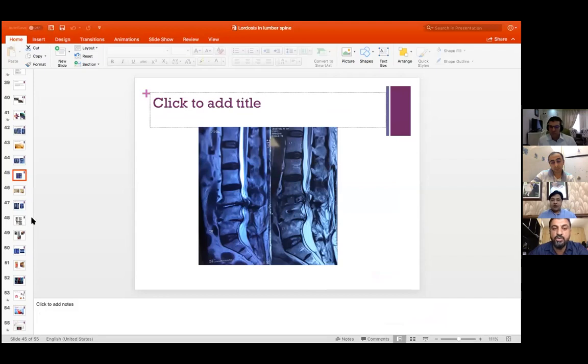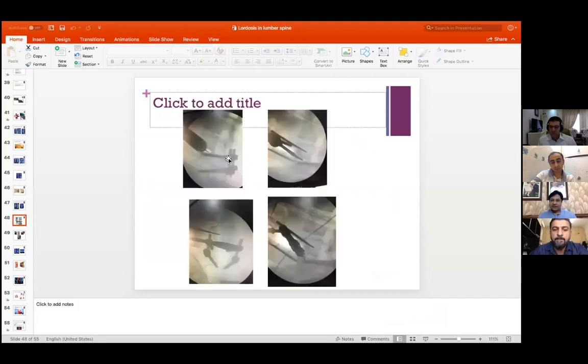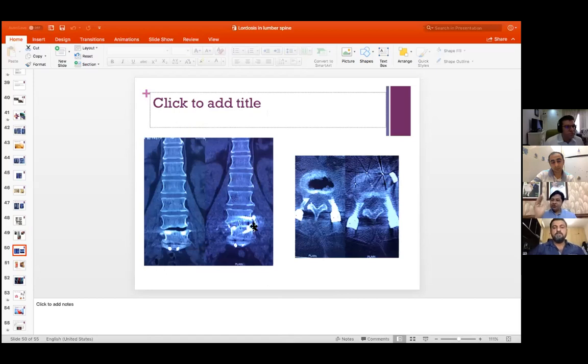So what we have done in this case, as you can see, is we did the OLIF and put a plate from the side. So that is what you can do. You can see there's a plate from the side. So everything you can do through the OLIF. Can you see this plate? So you don't have to go posterior at all.